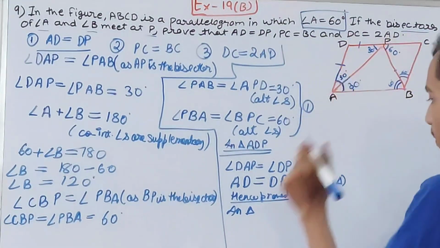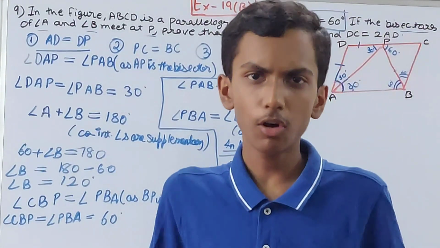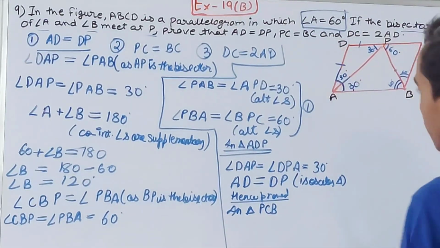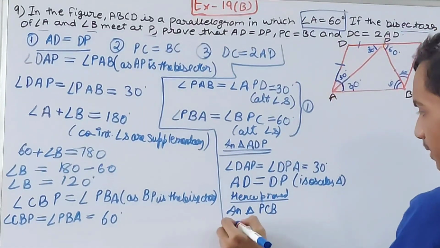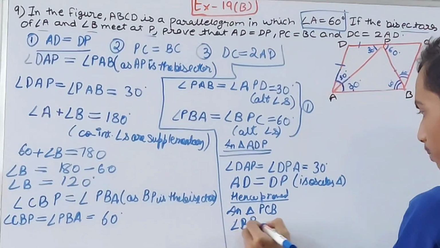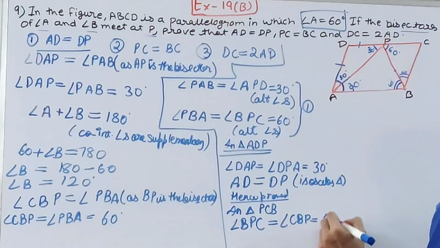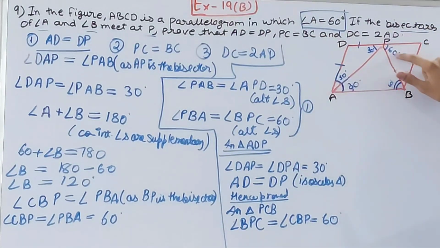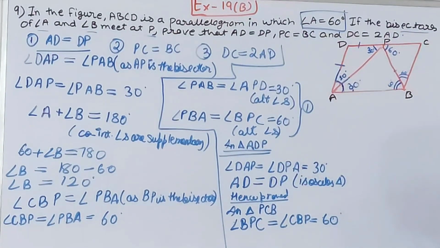Now PCB. Okay, you can take any other triangle, any other name, any other way you can name it. It's up to you. Come to this triangle PCB. Angle BPC equal to angle CBP or no? Yes. BPC equal to angle CBP, that is equal to 60 degrees or not? Yes. Okay. See here, BPC, it is 60 degrees. CBP, it is also 60 degrees.